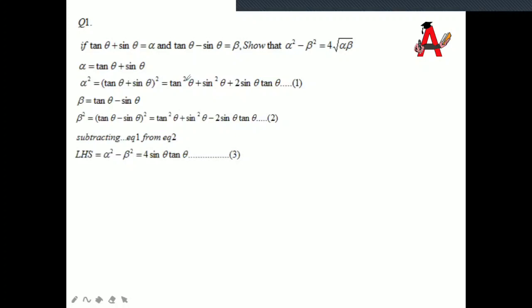This tan square theta will get cancelled. Sin square theta will get cancelled. And we will get 2 plus 2, which is 4 sin theta tan theta. That is the LHS. Now we will take RHS, which is 4 square root of alpha beta.